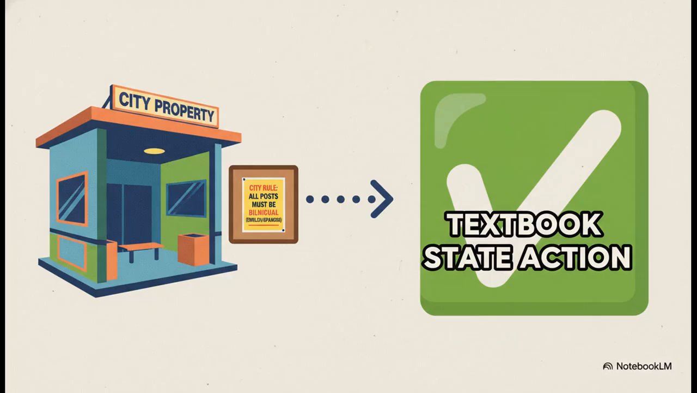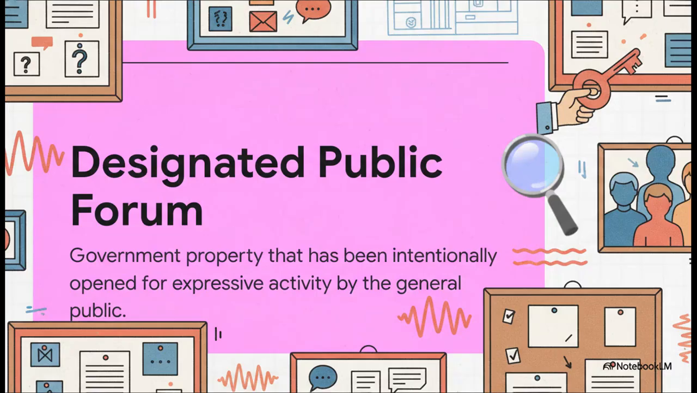And this pretty much answers it for us, doesn't it? The city, a government entity, owns the bus station. The city, the government, made the rule. I mean, that is a textbook example of state action. So check that box. The First Amendment is officially in play. Okay, so we've established the First Amendment applies. Now, we've got to classify the space itself.